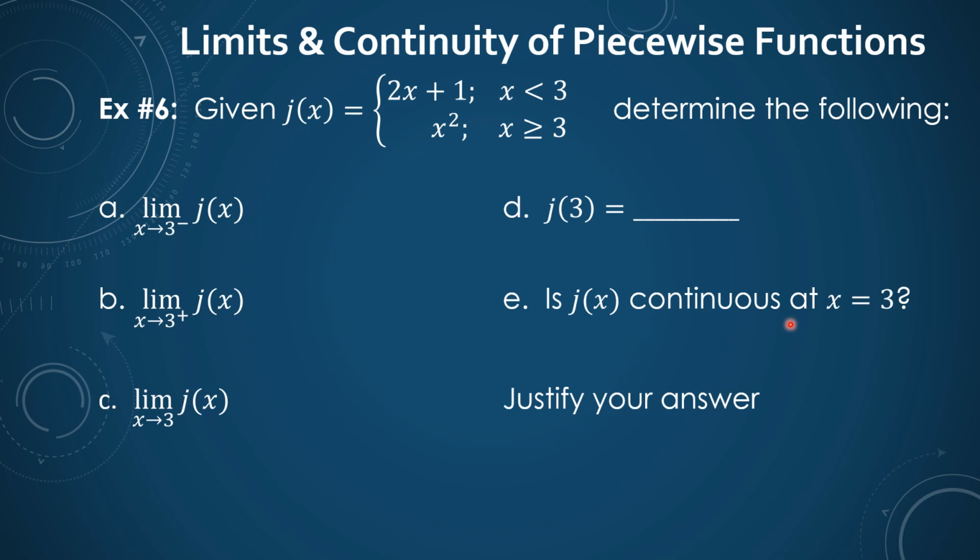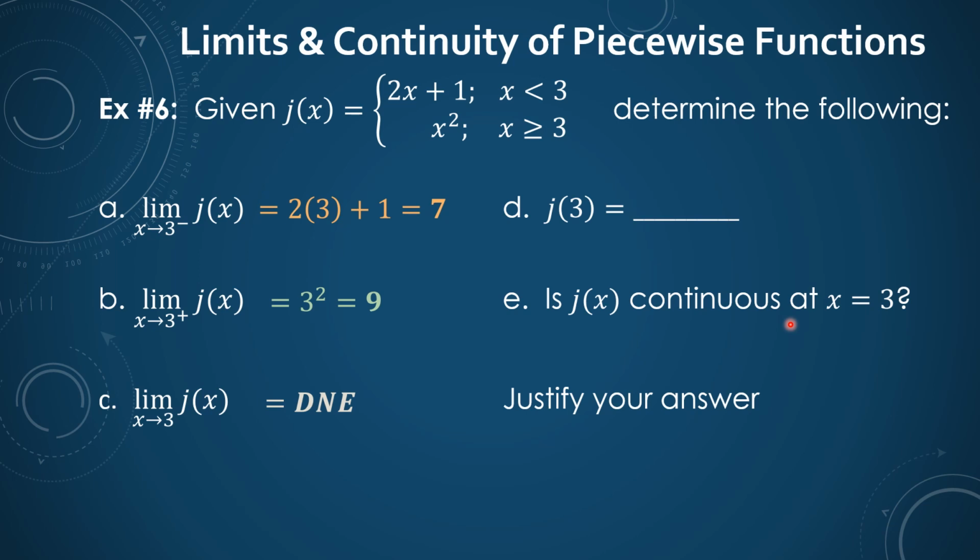All right, part A. The limit as x approaches 3 from the left goes into the top part of the function, giving you 7. The limit as x approaches 3 from the right goes into the bottom part of the function, which equals 9. Therefore, the limit as x approaches 3 of j of x does not exist because left and right side limits are not equal.